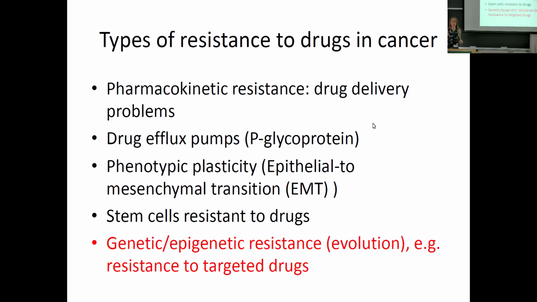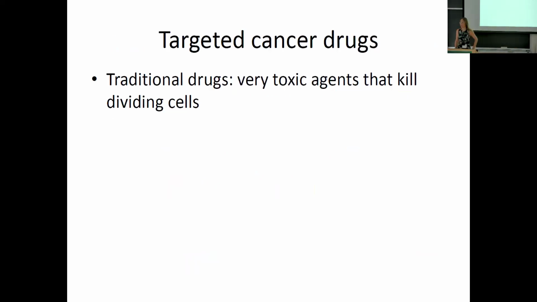This is the one I'm going to talk about because I do evolution. This last type is a change that cells acquire, and that change is inherited when the cell divides. That's the thing that characterizes this type of resistance. It can be genetic or epigenetic, but inheritable, right? Heritable by cells. I will talk about targeted cancer drugs, because for those, this mechanism is especially important.